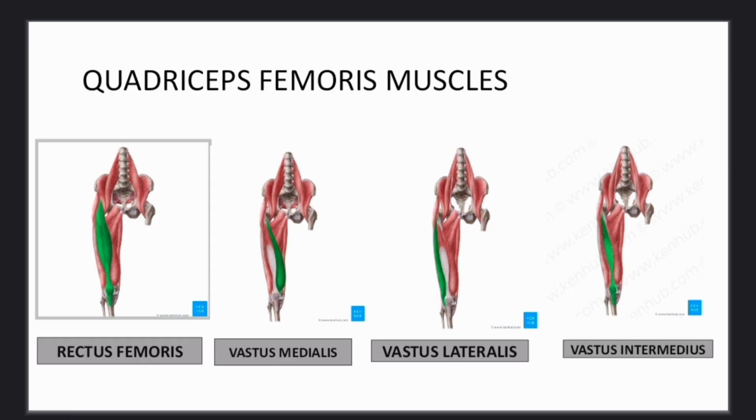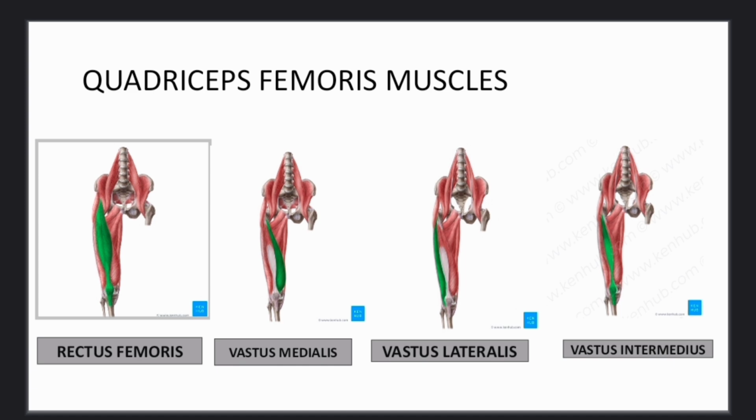So now I'm going to show you some images of the individual muscles of the quadriceps femoris group. The first image shows the rectus femoris, the second one shows the vastus medialis, the third image shows the vastus lateralis, and the fourth one is vastus intermedius. So please take a moment to observe each image carefully so you can identify the location of each muscle. Understanding their position will make it easier to remember their anatomy and function. So go through these images and try to correlate them with the origin, insertion and actions that we have just discussed.